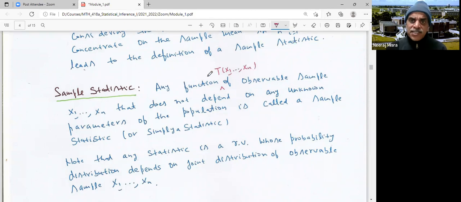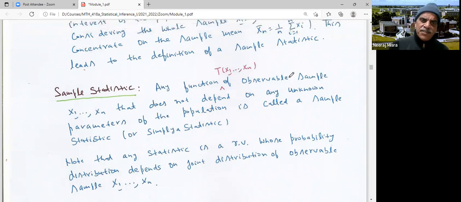So it is a function of random variables. And you know that any function of a random variable is again a random variable. So note that any statistic is a random variable whose probability distribution depends on the joint distribution of the observables x1, x2, ..., xn, because t is a function of x1, x2, ..., xn. So its distribution is going to depend on the joint distribution of x1, x2, ..., xn.